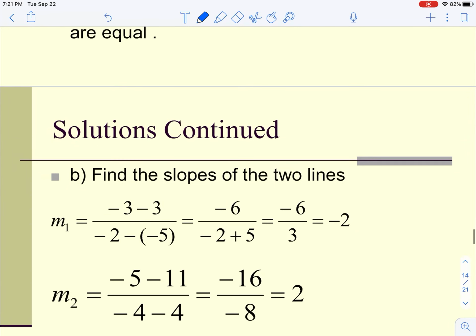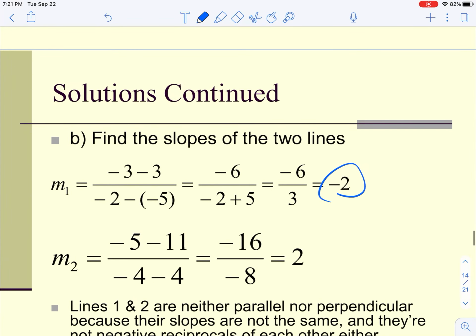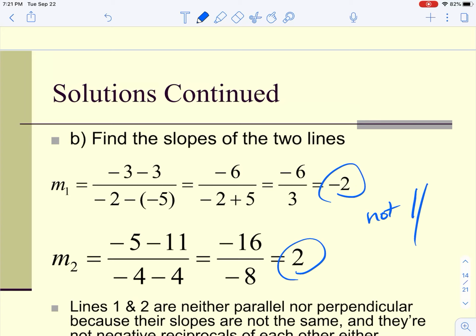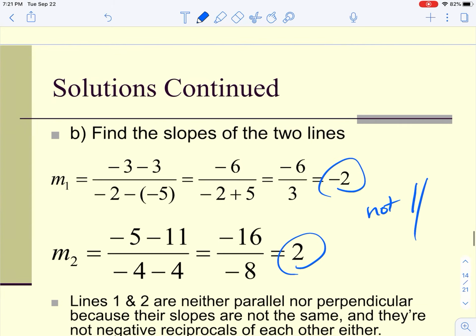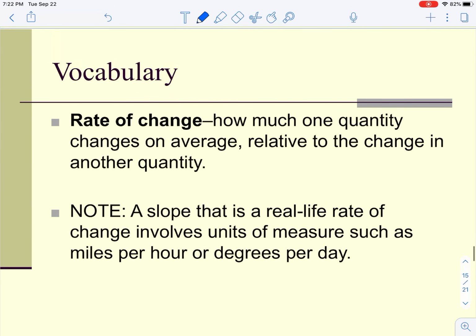And we're back. What you would find when you found the slope of those two lines, one has a slope of -2, one has a slope of 2. Those aren't the same, so they are not parallel. They aren't negative reciprocal slopes. They're negatives of each other, but they're not reciprocals, so they're not perpendicular. They are just two lines that are not parallel, not perpendicular.